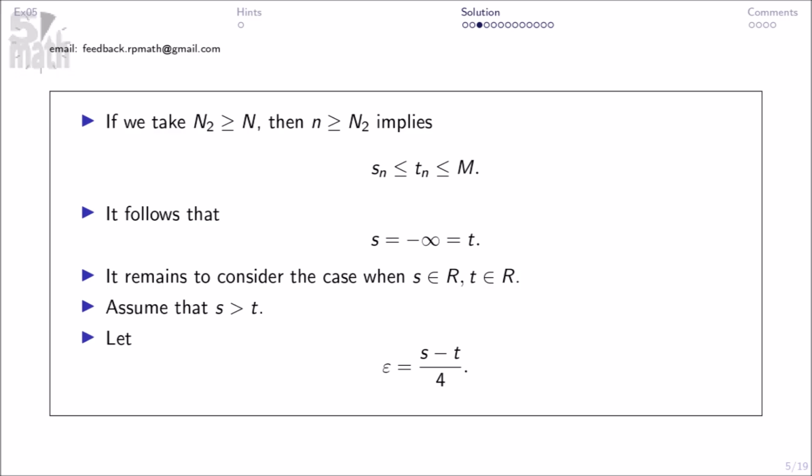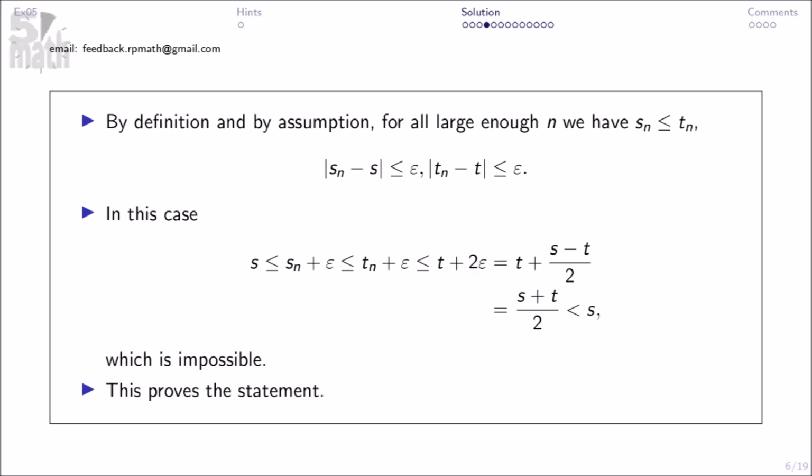It remains to consider the case when s in R, t in R. Assume that s greater than t. Let epsilon equal this. By definition and by assumption, for all large enough n, we have Sn less than or equal to Tn, this. In this case, we have this, which is impossible. This proves the statement.